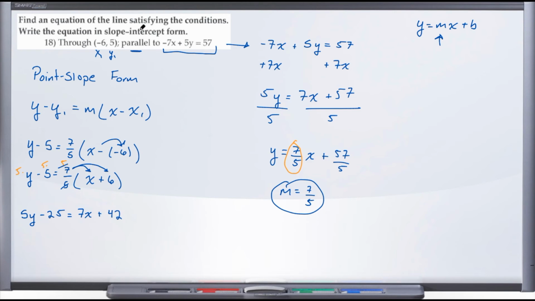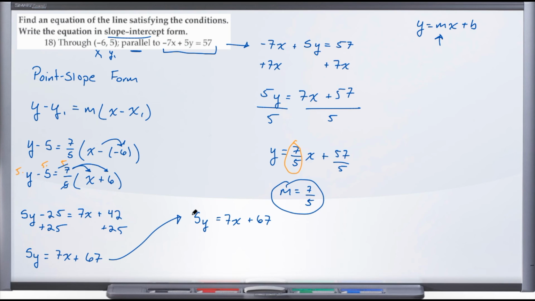The directions tell us to put the equation in slope-intercept form, so y equals mx plus b. Let's start doing that, shall we? We're going to add 25 to both sides, and when we do that, we get 5y equals 7x plus 67. And finally, I'll rewrite this real quick up here just so we don't cram it in at the bottom.